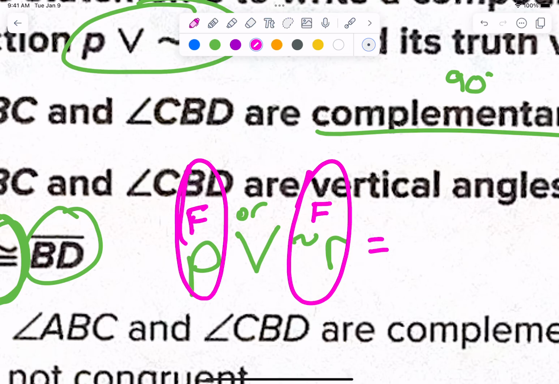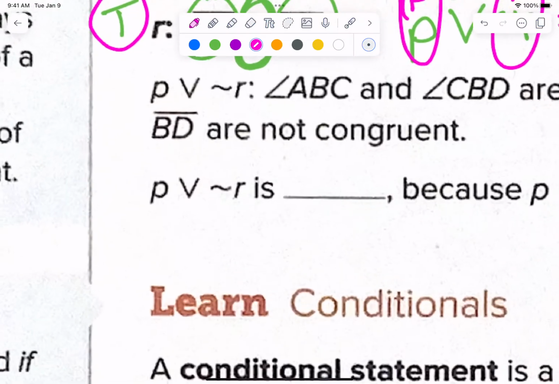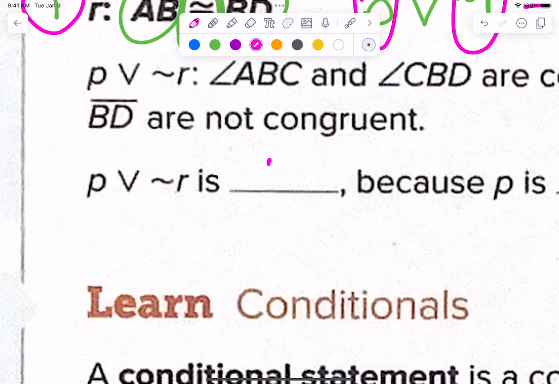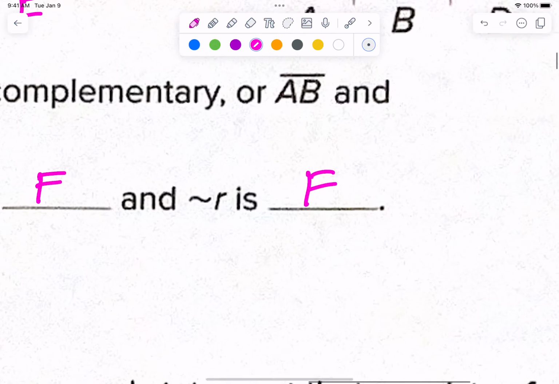Or is this guy or this guy true? No. So the whole thing is false. You see how that works? Yeah. Okay. P or not R is false because P is false and not R is false. Okay?